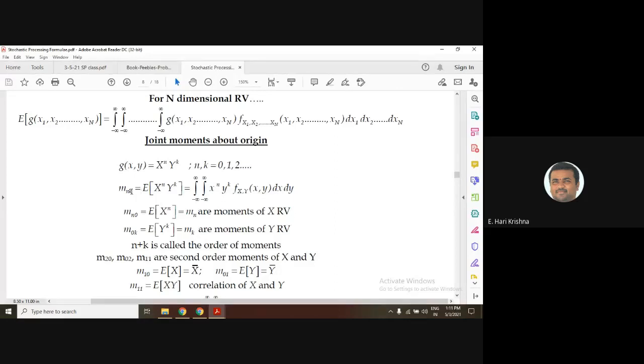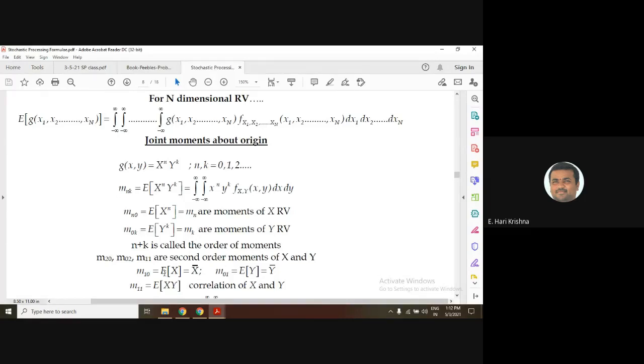If I substitute k is equal to 0, it gives the moments of x random variable. If I substitute n is equal to 0, it gives the moments of y random variable. You can write it on a piece of paper and evaluate this one. These are all moments about origin of x random variable and y random variable. n is equal to 0 gives x, k is equal to 0 gives y. n plus k is called the order of the moment.